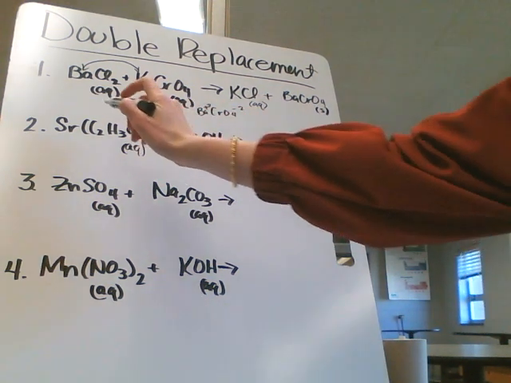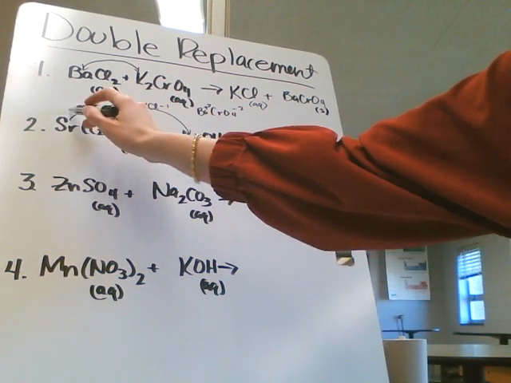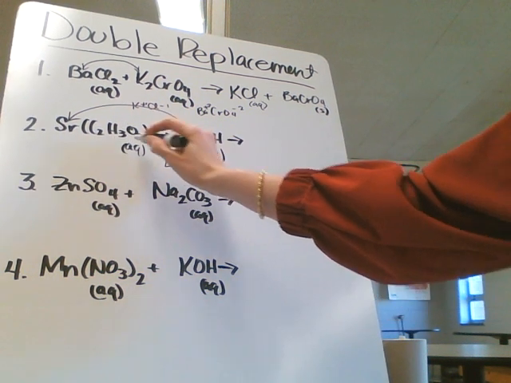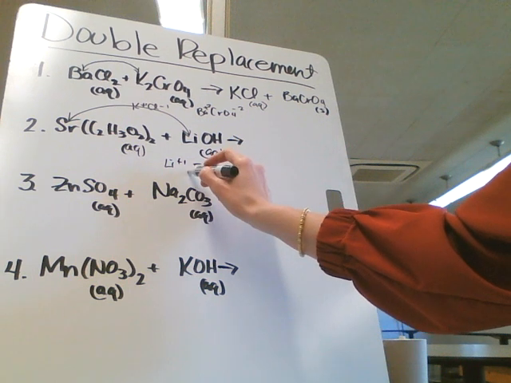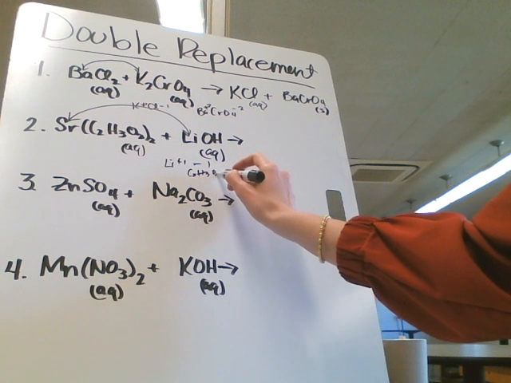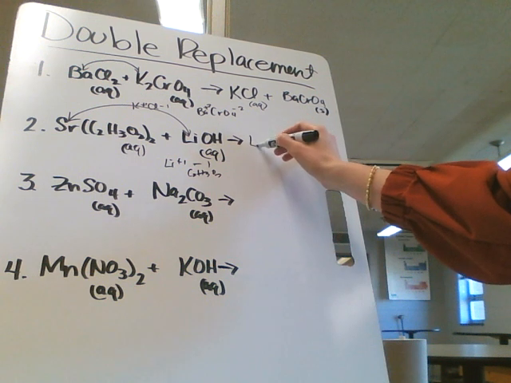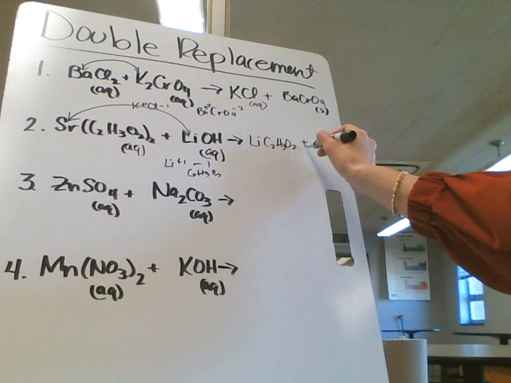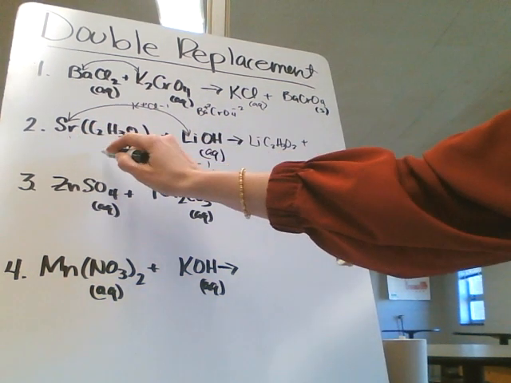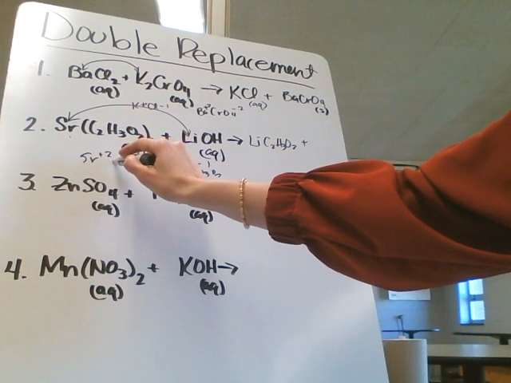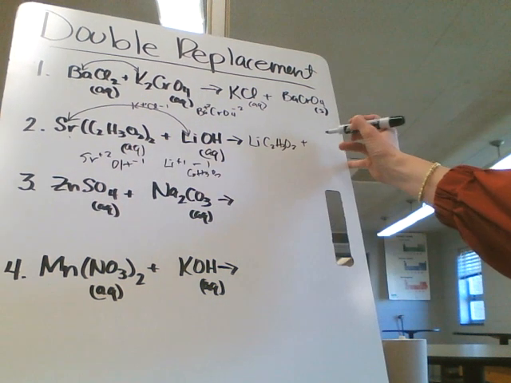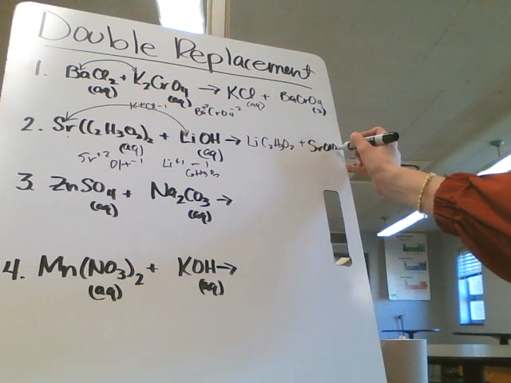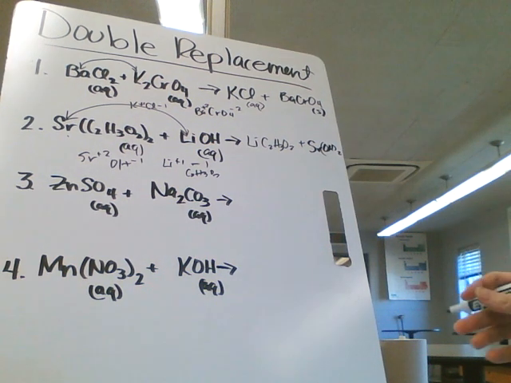Okay. Next one, strontium and lithium are going to switch spots. Lithium is going to go with acetate. Lithium is +1. Acetate is -1. Does not matter which order you do these in, you guys, just so you do both of them, okay? So we end up with LiC2H3O2. And then strontium is a +2. It's going to go with hydroxide, which is a -1. So Sr(OH)2. Okay, so those are your formulas.